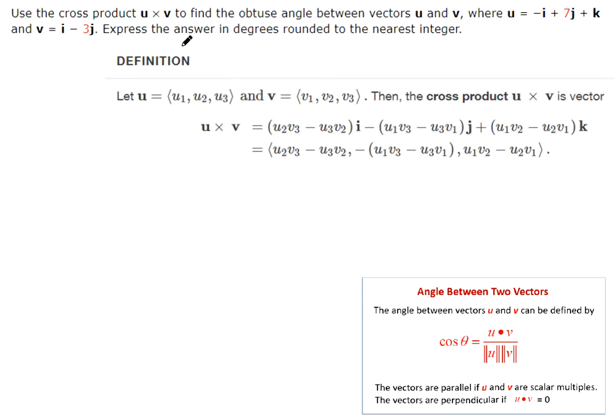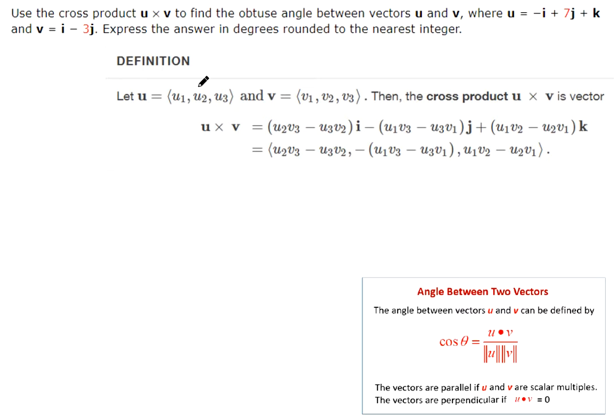We're asked to use the cross product to find the obtuse angle between vectors u and v. So there's vector u, there's vector v. And what the cross product does is it gives you a new vector that is perpendicular to the old vectors. So the cross product can help you find something that's going 90 degrees and crosses with the plane that's formed by these two vectors, u and v.